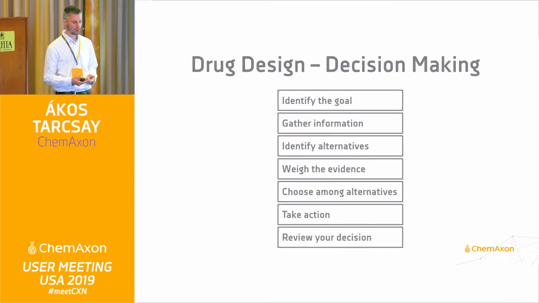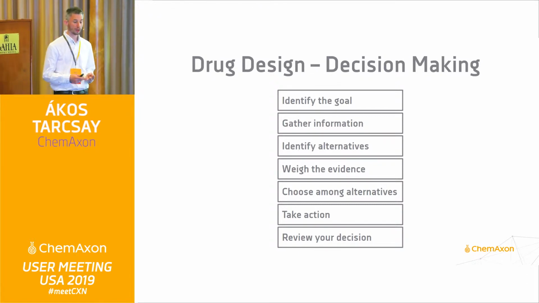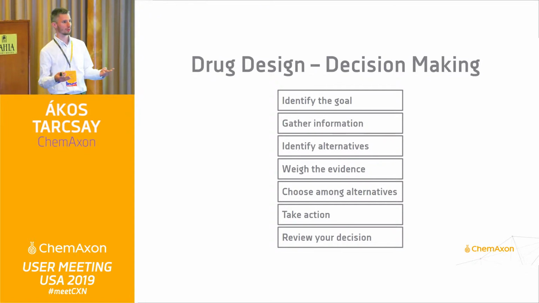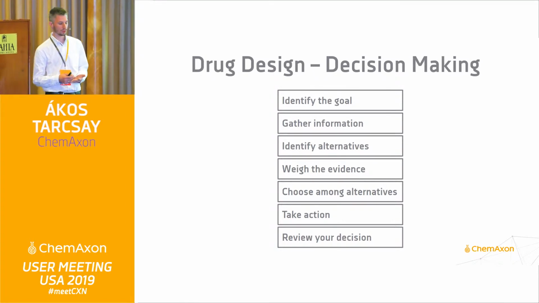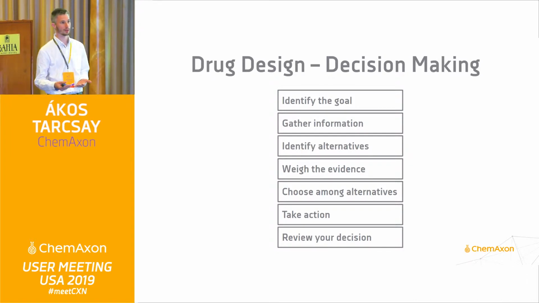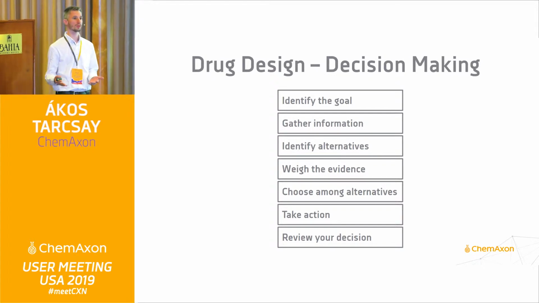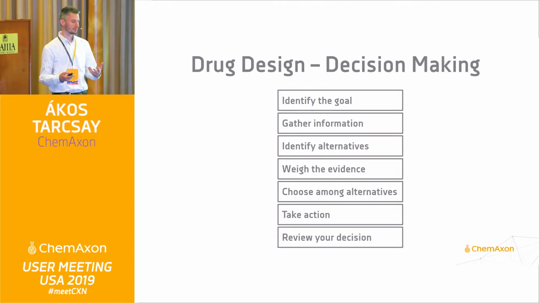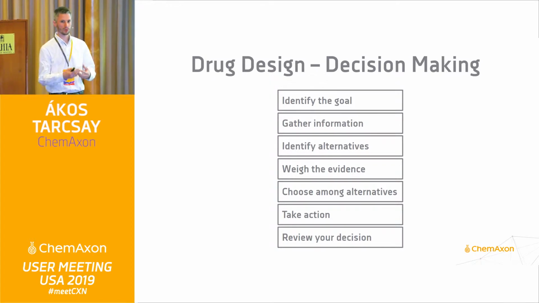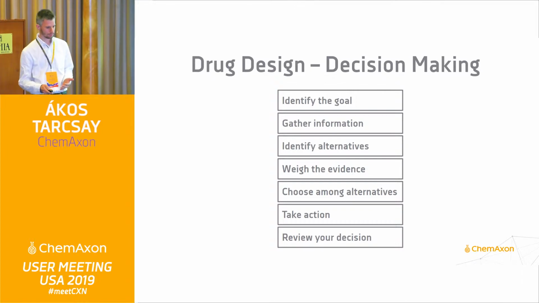You have to identify your goal, gather information to be able to avoid biases, identify alternatives, again avoiding availability bias of your ideas, weigh the evidence, choose among alternatives, take the action, like select some of them for synthesis, and then review your decision when the assay results are available and you are analyzing your SAR. So that's drug design. It's not only coming up with vivid molecules, it's about being able to collect all the necessary information and then taking the right decision.